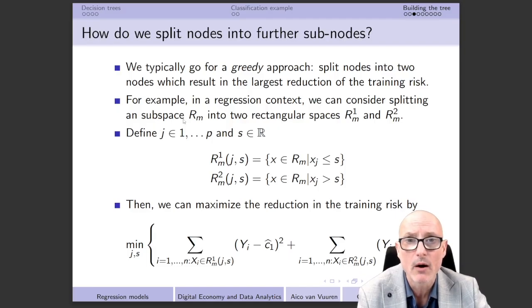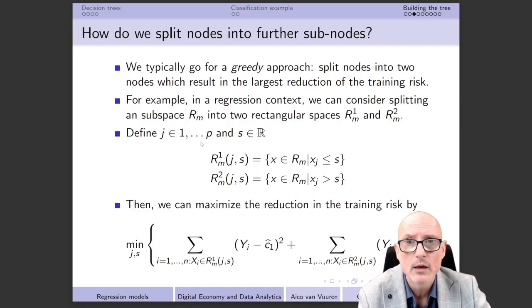That implies that we can consider splitting up a subspace Rm. So suppose that we have a particular subspace Rm that we split into two rectangular spaces that we denote here by R1m and R2m. So one of the parts of this original Rm we denote by R1m, and the rest of this original subspace is then going to be called R2m. Now we should take into account that this essentially implies that we have to make decisions with respect to two things.